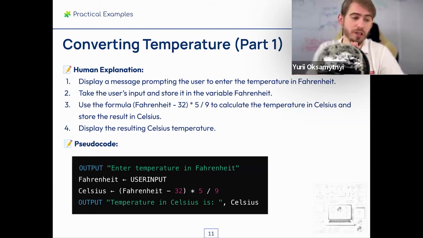Again, the first step, we are displaying the message asking us to enter the temperature in Fahrenheit. Next step, we are storing the value from user input in Fahrenheit. Here, as you can see, we are strictly following our AQA standards for writing pseudocode when we write this arrow pointing to the left. It basically means that we are storing a value from the keyboard, the user input, that we are entering from the display, in the variable called Fahrenheit.